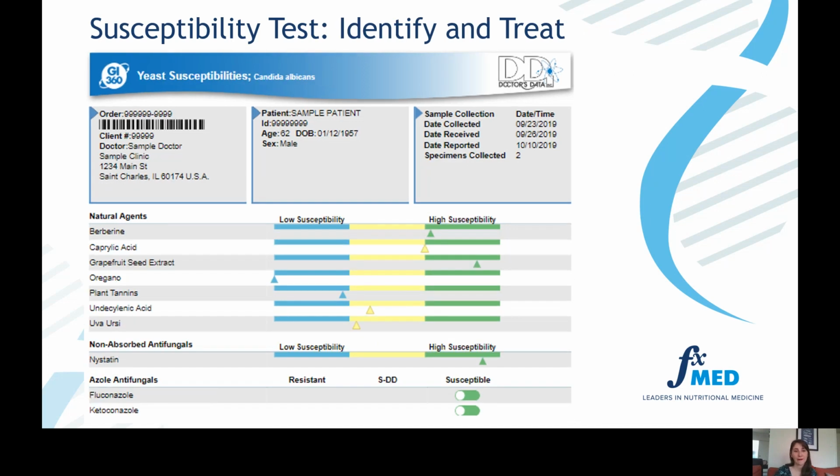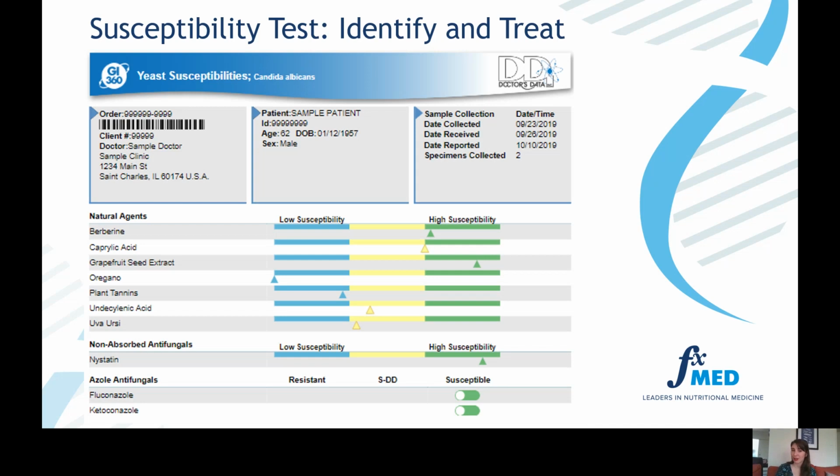And then we also have the susceptibility test for Candida. So we see that berberine is actually successful for Candida, and grapefruit extract is as well. Whereas uva ursi and undecylenic acid, plant tannins, not as successful. So important to note here that the Candida susceptibility tests include things which are known to be successful for Candida. So some differences are undecylenic acid, that is often known to treat Candida, as well as plant tannins, but isn't particularly known to treat salmonella.